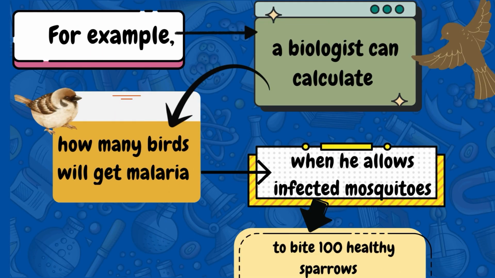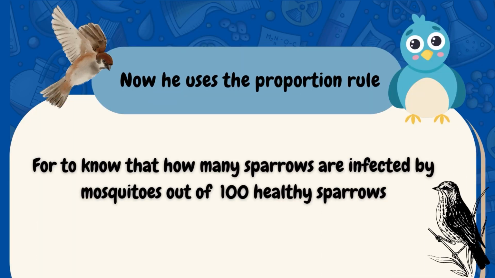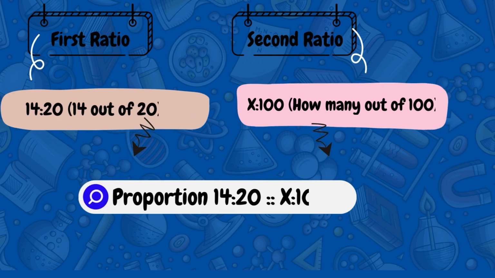For example, a biologist can calculate how many birds will get malaria when he allows infected mosquitoes to bite 100 healthy sparrows. In the previous experiment, he noted that when he allowed mosquitoes to bite 20 sparrows, 14 out of them got malaria. Now he uses the proportion rule to know how many sparrows are infected by mosquitoes. Out of 100 healthy sparrows, first ratio is 14 out of 20, and second ratio is to know how many birds are infected by malaria out of 100.